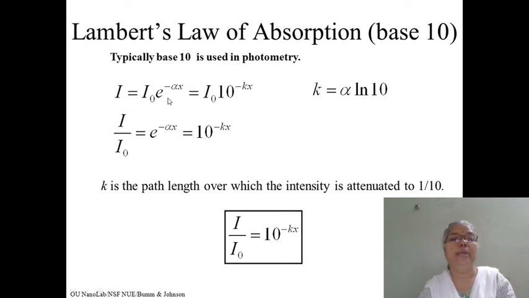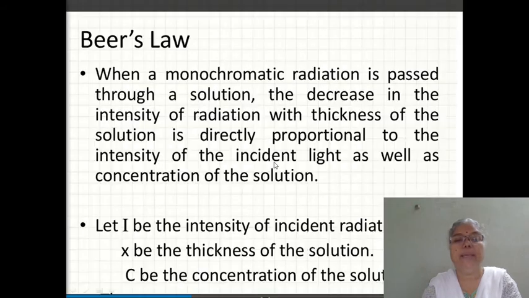I is equal to I0 into e raised to minus alpha x, and it is equal to I0 into 10 raised to minus kx. Therefore, k is equal to alpha upon ln 10, and we can write I by I0 equal to e raised to minus alpha x, equal to 10 raised to minus kx, where k is a path length over which intensity is attenuated to 1/10, and therefore we can write I by I0 equal to 10 raised to minus kx.